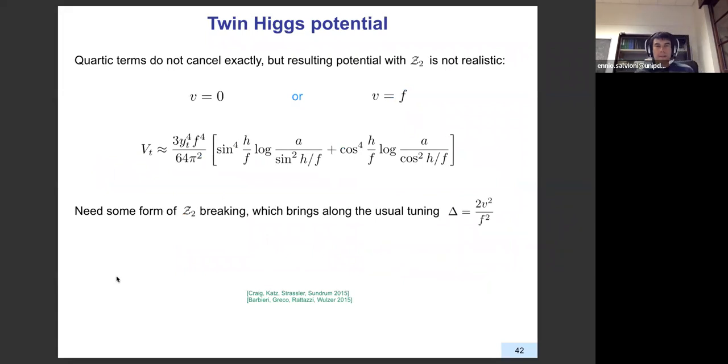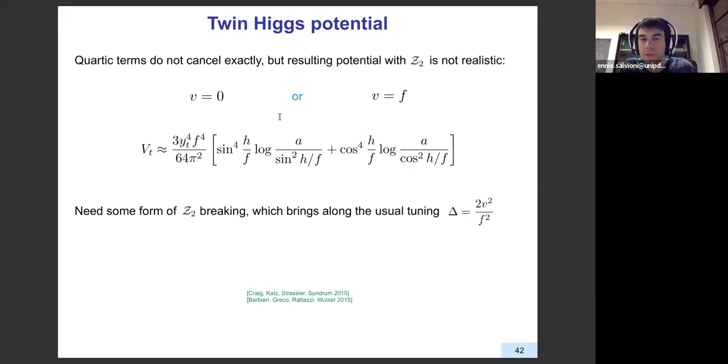Now, the more interesting part is how the potential looks. At the quadratic level, there is this protection I mentioned. At the quartic level, there is no such protection. There are contributions to the potential, which take the form written here, sine to the fourth of x over f plus cosine to the fourth of x over f. This potential is still Z2 symmetric, but it now breaks SO8 explicitly, and so there is indeed a contribution to the PNGB potential.